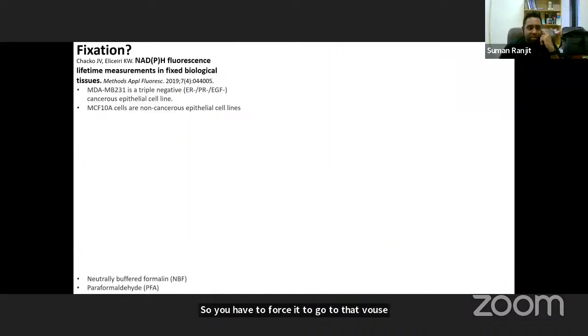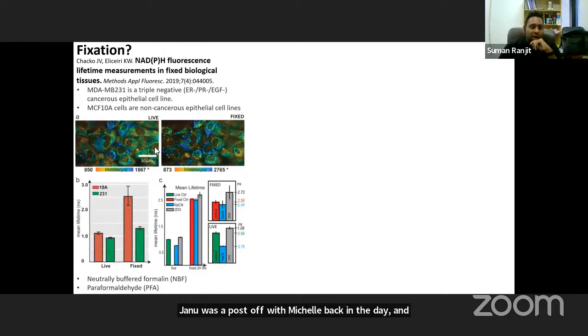Now, what happens with fixation? So this is work from Jenu, who was a postdoc with Michelle back in the day, and this is after he moved to Wisconsin. To look at what they did, they looked at 2 types of cells, and they fixed the cells and wanted to see what happens. So now, if you look at the mean lifetime in NADH, between the 10A and 231, the one is a triple negative basal epithelial cell line, one is non-cancerous, one is cancerous, and 10A is non-cancerous.